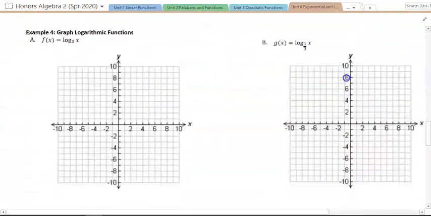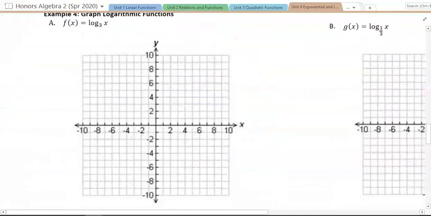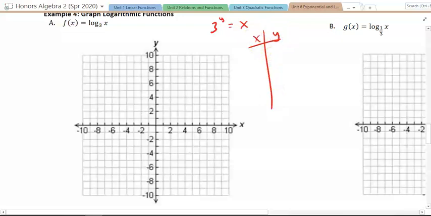So let's look at a couple of graphs that we need to graph here. Let's start with example A. We have f of x is equal to log base 3 of x. Now, there's a couple different ways you can attack this problem. I find that the easiest way to deal with this problem is to change it from a log to an exponential. And so this would be 3 to the y is equal to x, right? Because remember the x goes to the other side. And so set up your table, x's and y's, right? So when x is 1, what power would make 3 to the y equal to 1? Well, y would be 0, right?